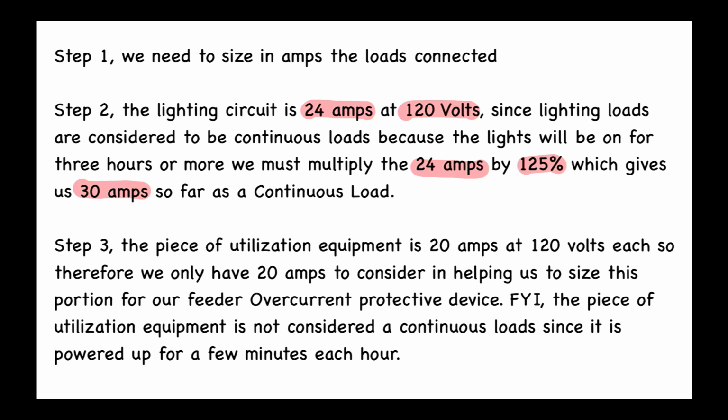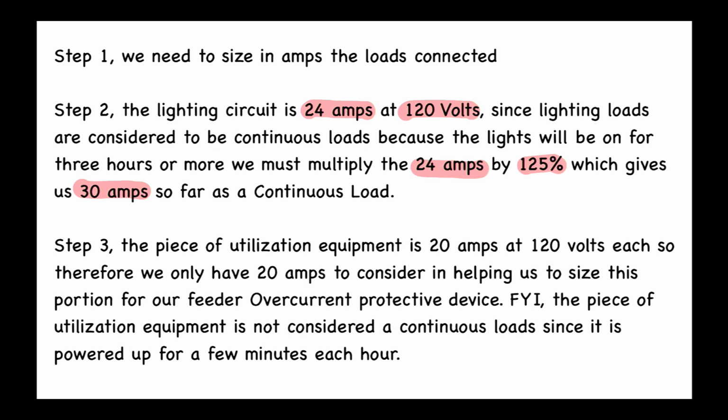All right, so now we got 30 amps. I know we started at 24, but 24 amps is going to be for that lighting, and that's considered to be a continuous load. We take the 24 amps times 125%, and that's giving us the 30 amps, which is our continuous load. Okay, step number 3.